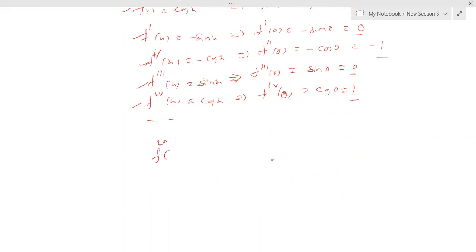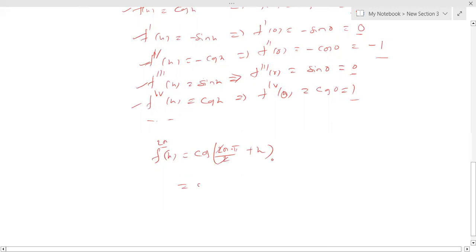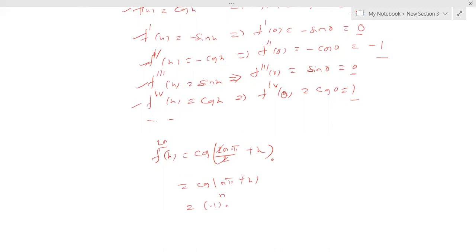f to n of x value. As per the formula, the nth derivative of f(x) equals cos of (n into pi by 2 plus x) for the 2n-th derivative, which is 2n into pi by 2 plus x. The 2 gets cancelled, giving cos of (n pi plus x).